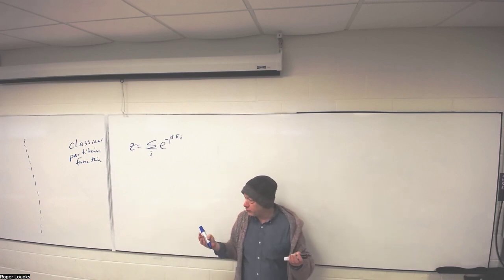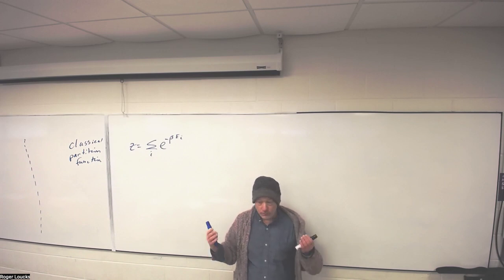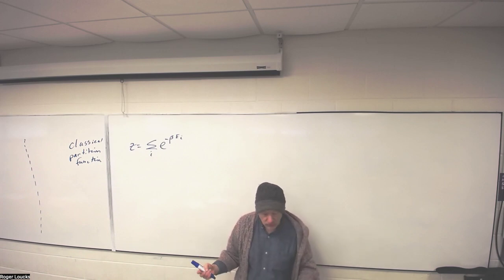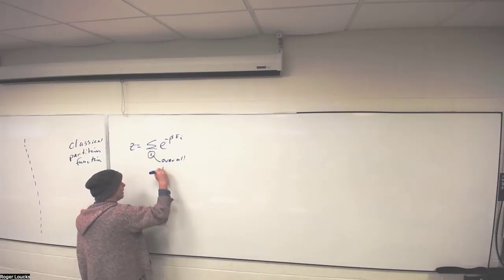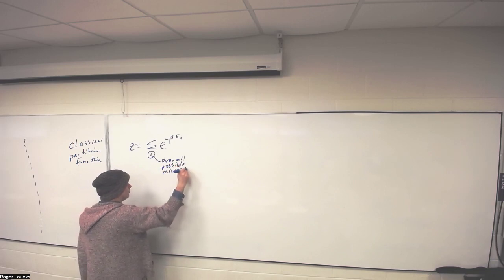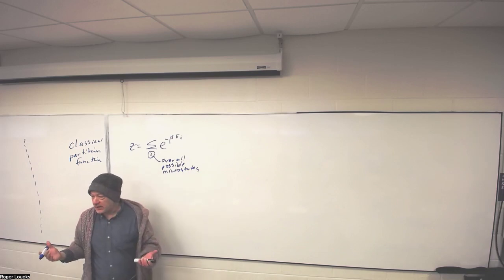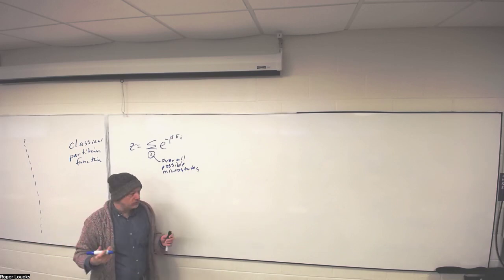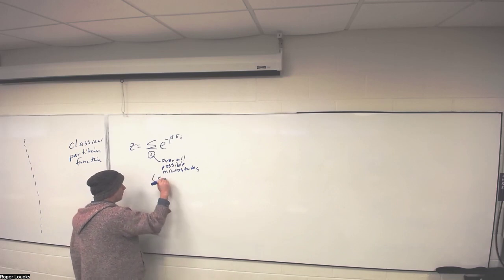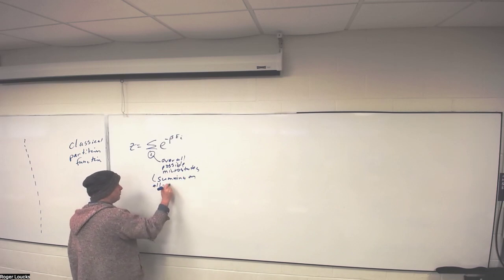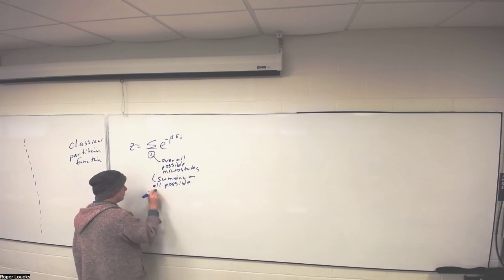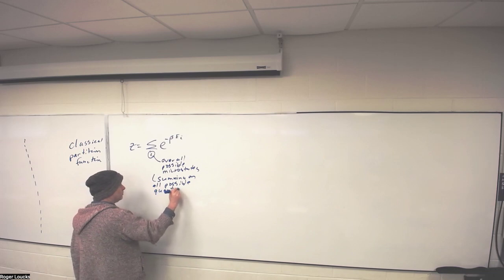And in general, what does that mean? It really means that we're going to sum over all the various quantum numbers of the system. So this is a sum over all possible microstates. And it usually means summing over all the quantum numbers of the system. So typically what it means is summing over all possible quantum numbers for each part.